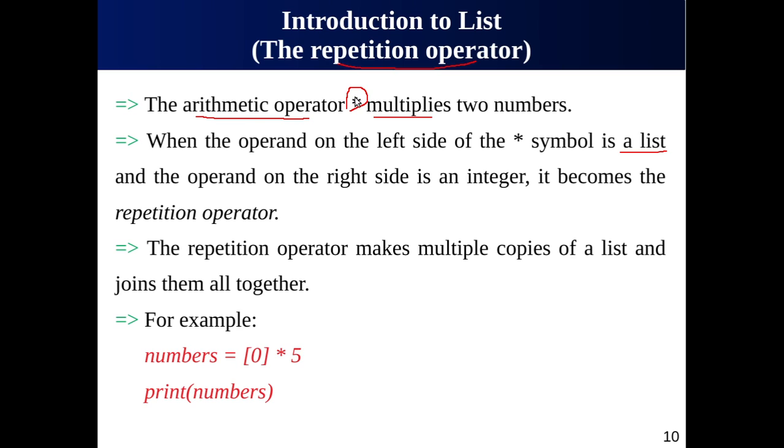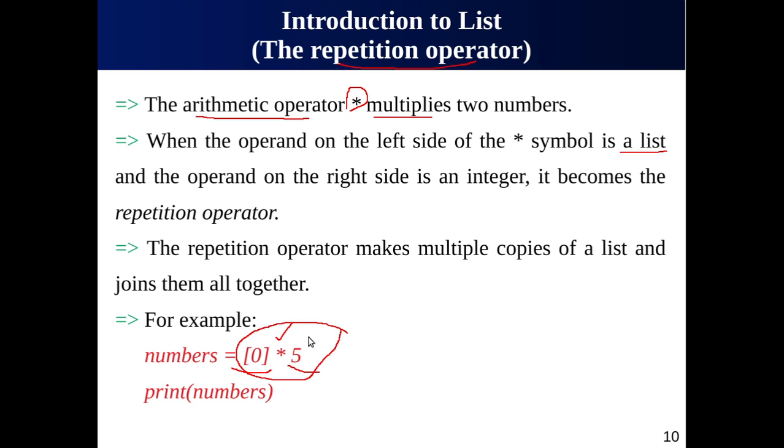Let me repeat. This is an arithmetic operator. We use it for multiplication of numbers. However, we can also use it for another purpose. There is a repetition operator. If the operand on the left hand side of this star is a list, so you can see here, this is an operand. This is the left hand side. There is a list. And if the operand on the right hand side of this symbol, this operator, is an integer, then this thing is known as a repetition operator.